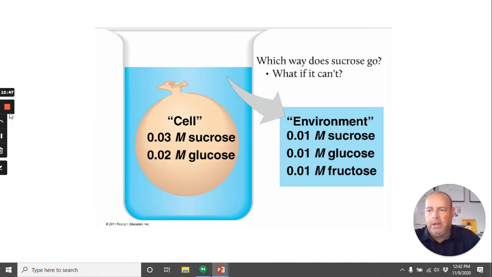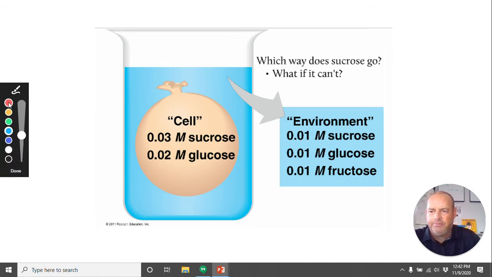Just another couple questions, a little example. So which way will the sucrose go and what if it can't? So in the beaker, or the environment, okay, which in this case is this beaker, we have a 0.01 molar sucrose, a 0.01 molar glucose, and a 0.01 molar fructose. And then in the cell, we have a 0.02 molar glucose and a 0.03 molar sucrose. So which way will the sucrose go, if it can? So if it can, will the sucrose leave the cell or will sucrose come into the cell?